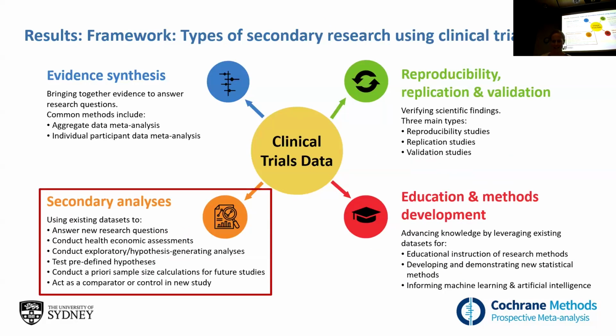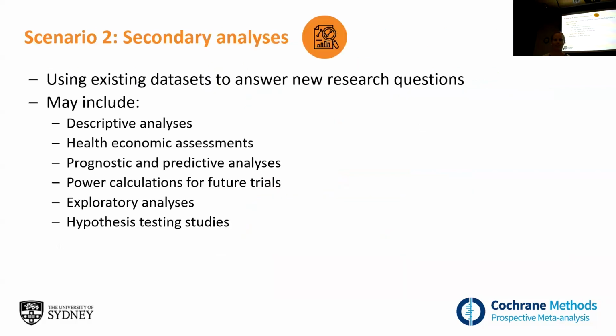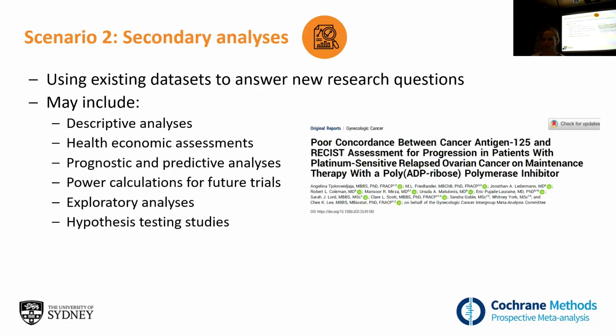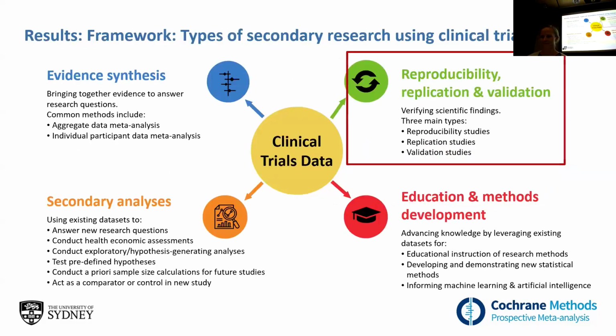Secondary analysis is the second scenario. So this is things like using existing data sets to answer new research questions. So descriptive analyses, health economic assessments, prognostic predictive analyses, power calculations for future trials, and exploratory and hypothesis testing studies. And this example here went on to, maybe I won't speak to that one in the interest of time.